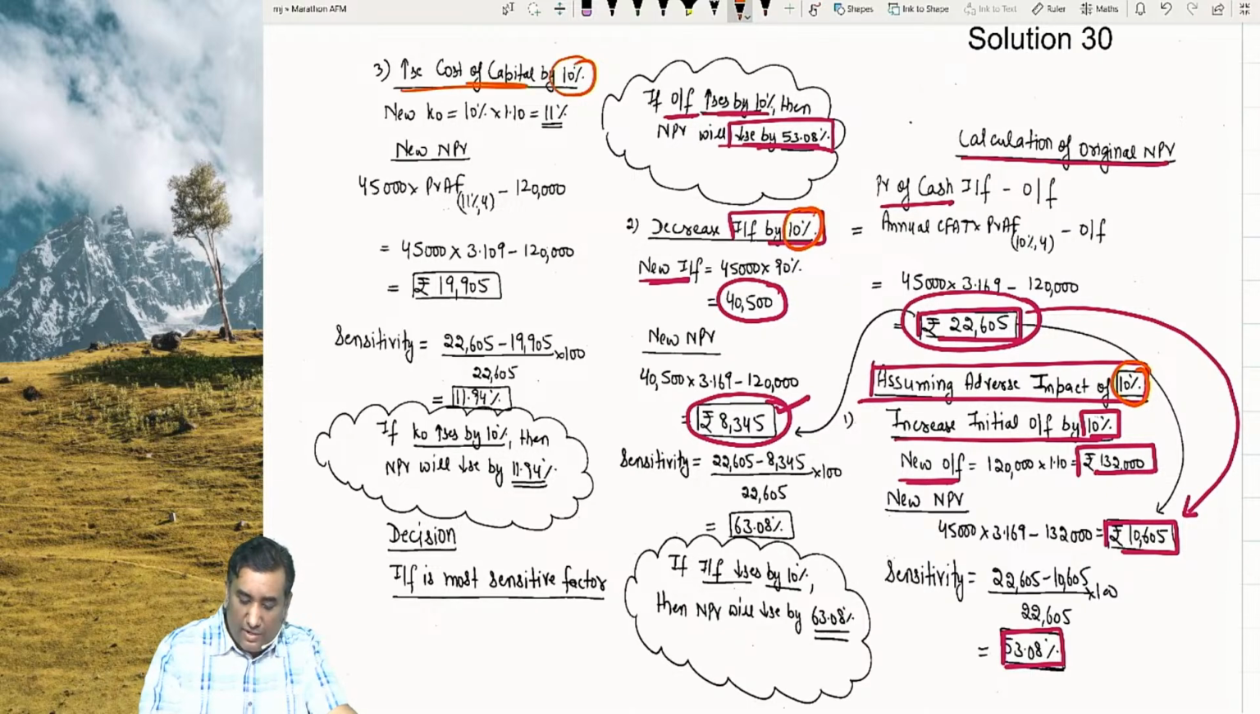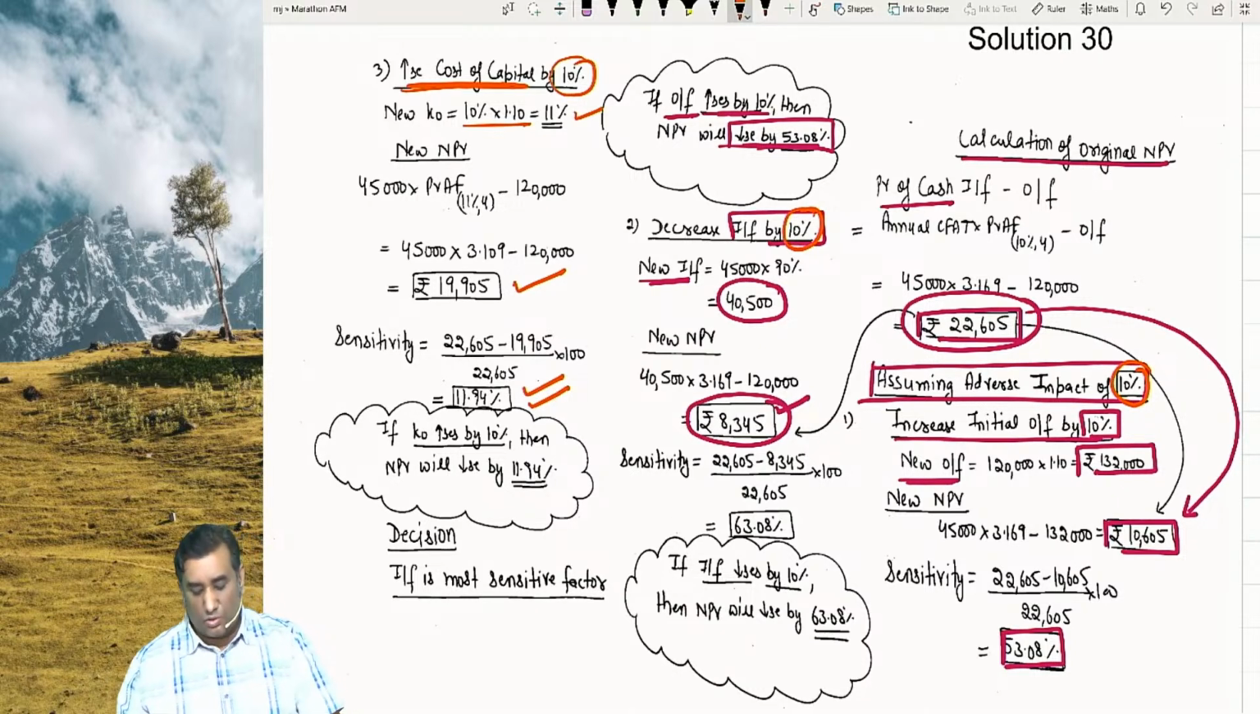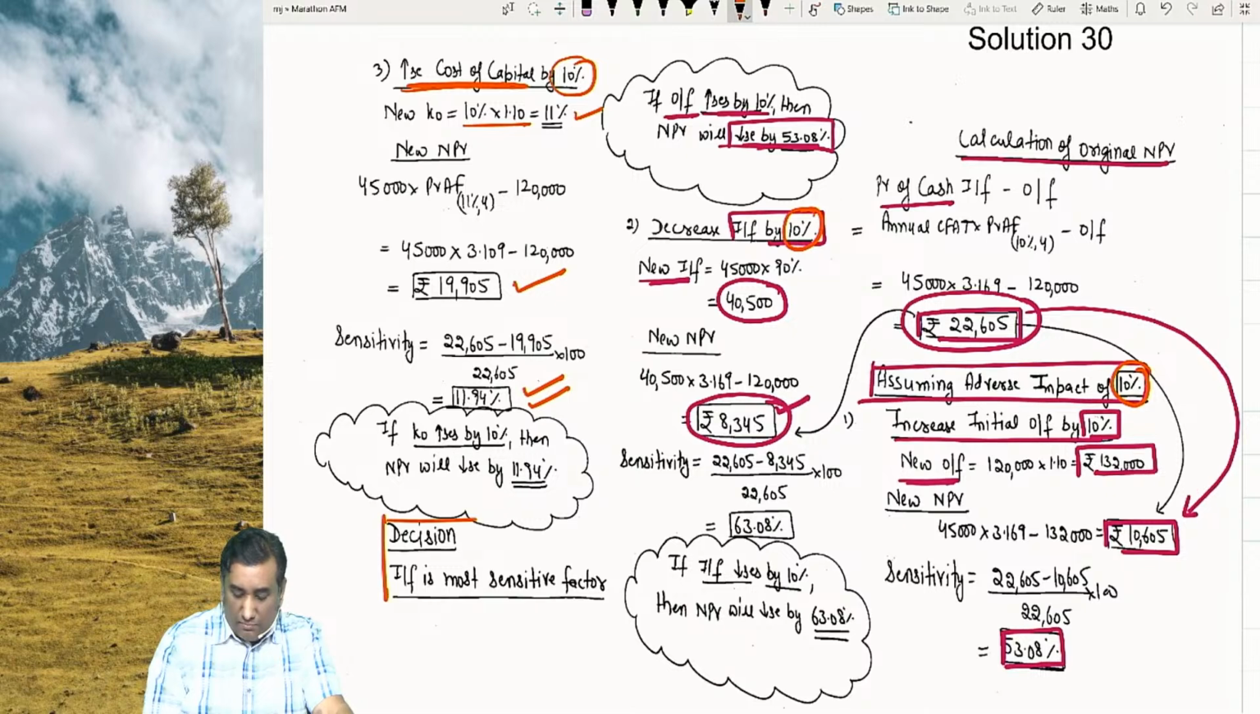So increase cost of capital by 10. Instead of 10, it will become 11. New NPV would be 19,905, and sensitivity 11.94 means if the cost of capital increases by 10%, then NPV will decrease by what? 11.94%. So the discount rate, the inflow, is what? Most sensitive out of them.